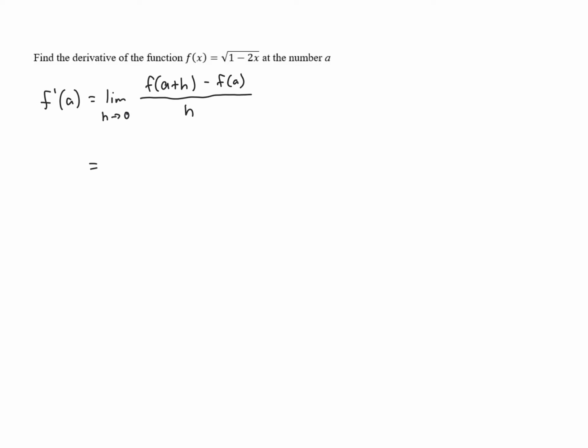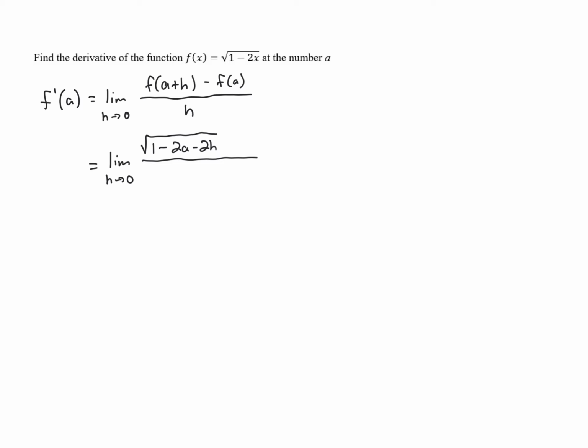So let's start by actually plugging in the specific function that we're working with here. So f of a plus h, we're going to plug in a plus h for x. So that's going to be 1 minus 2 times a plus h. I'm just going to distribute that 2 now. So 1 minus 2a minus 2h. I think you can do that in your head. I don't think it'll be a problem.